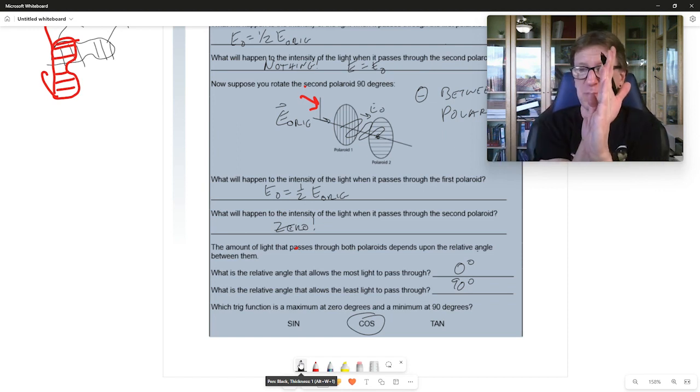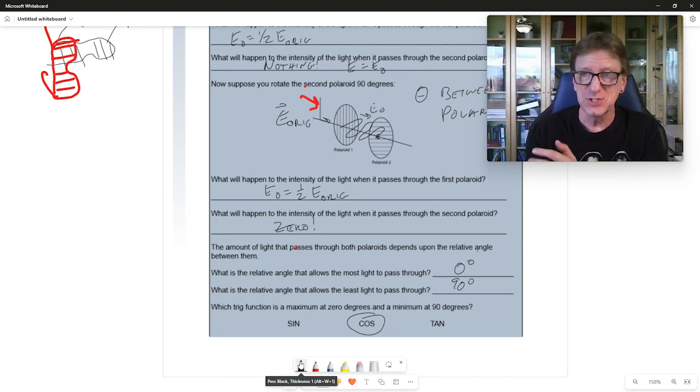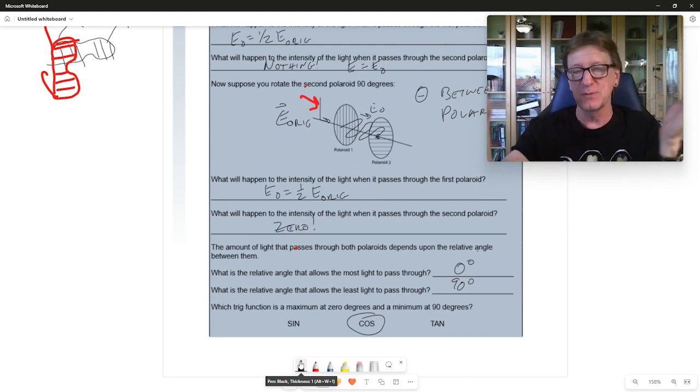When my angle between my polarizers is 0, I get 100% of the light that passed through the first polarizer. Don't be confused by that. It's not 100% of the incident light, of the original light. It's 100% of the light that passed through the first polarizer. If it's at 90 degrees, well, then of course it's 0.